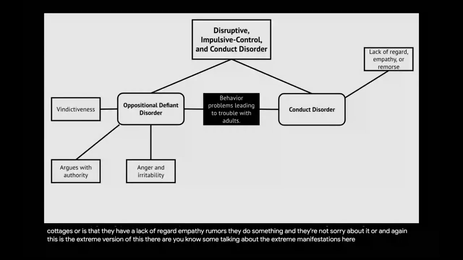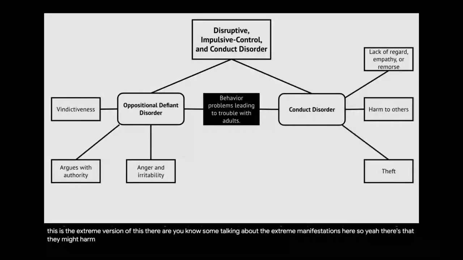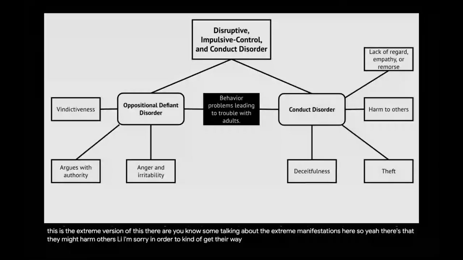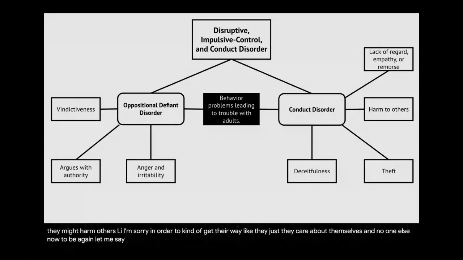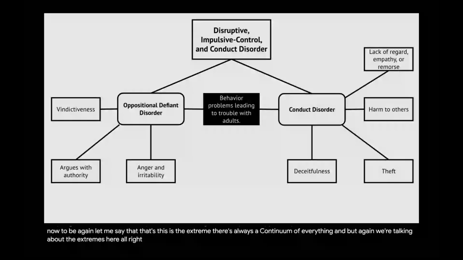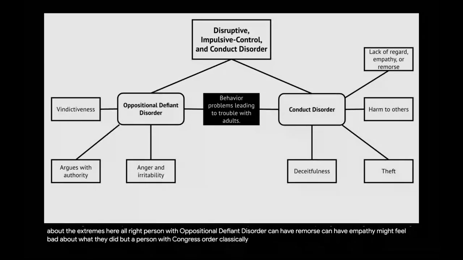They might harm others. They might steal. They might lie, in order to get their way, like they care about themselves and no one else. Now, again, let me say that this is the extreme. There's always a continuum of everything, but again, we're talking about the extremes here. All right, the person with oppositional defiant disorder can have remorse, can have empathy, might feel bad about what they did, but a person with conduct disorder classically might not.